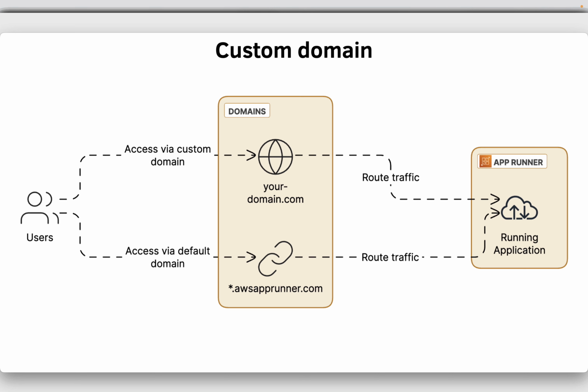Custom domain, a domain that you associate with your App Runner service. Users of your web application can use this domain to access your web service instead of the default App Runner subdomain. So either you can have this one, which is given by AWS, or you can also use your custom domain to serve your App Runner service.